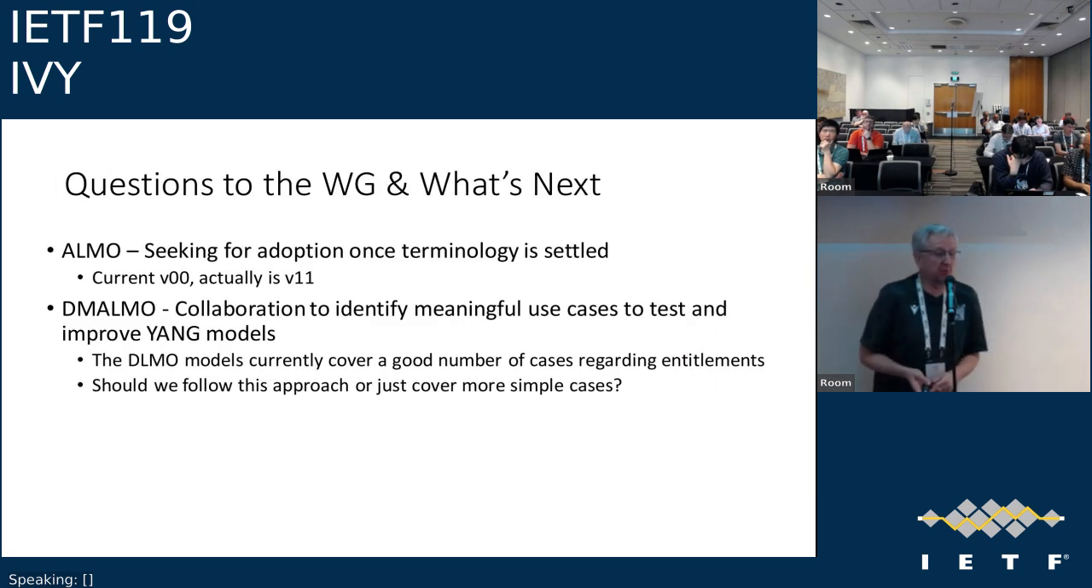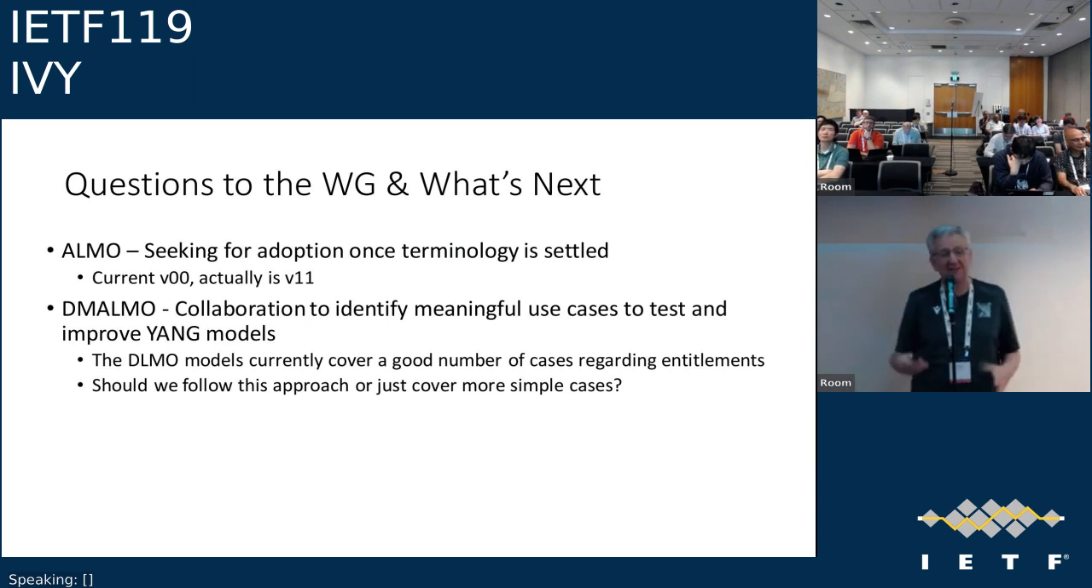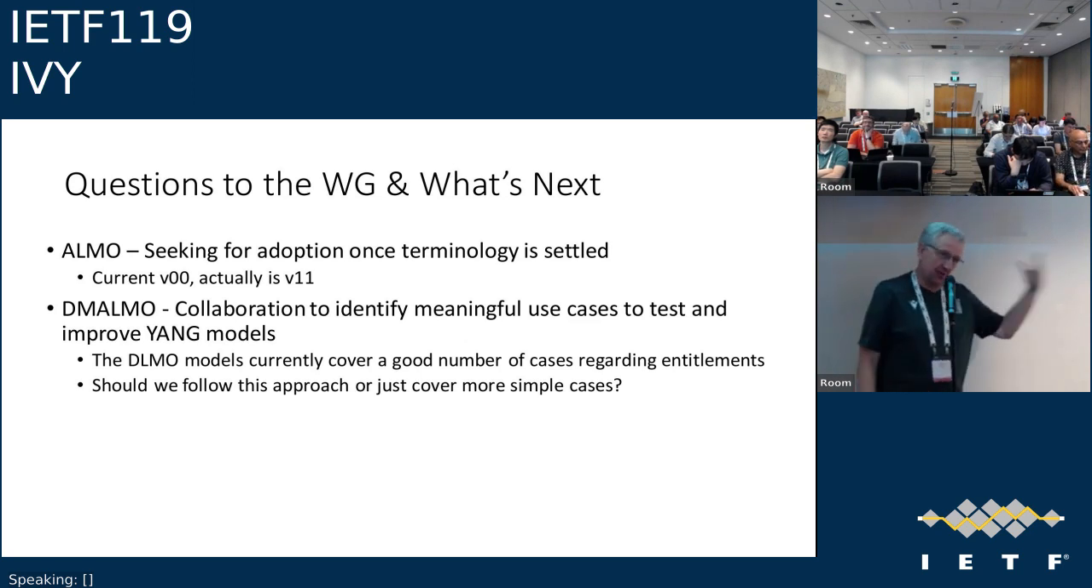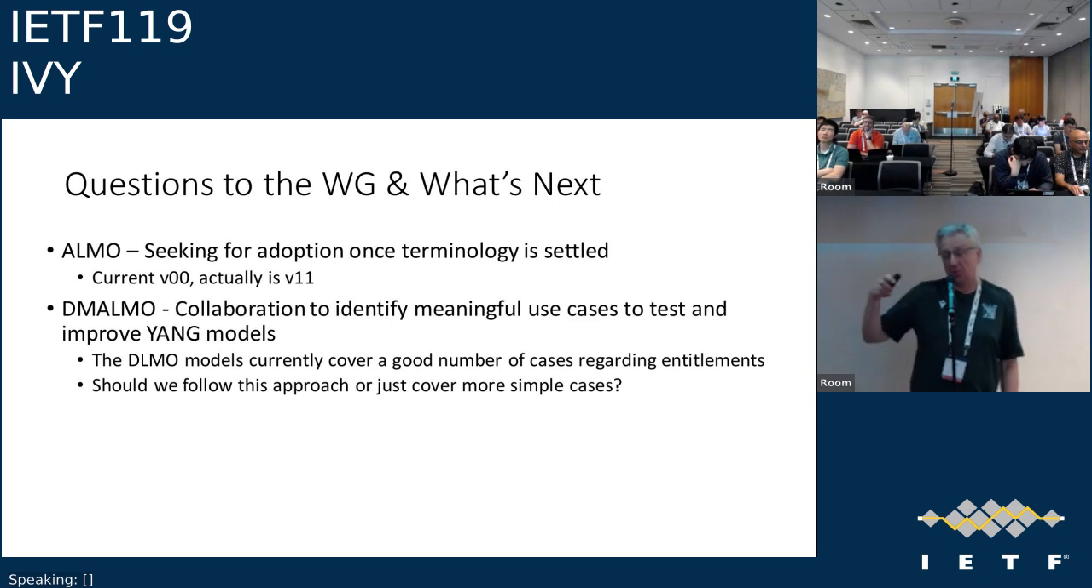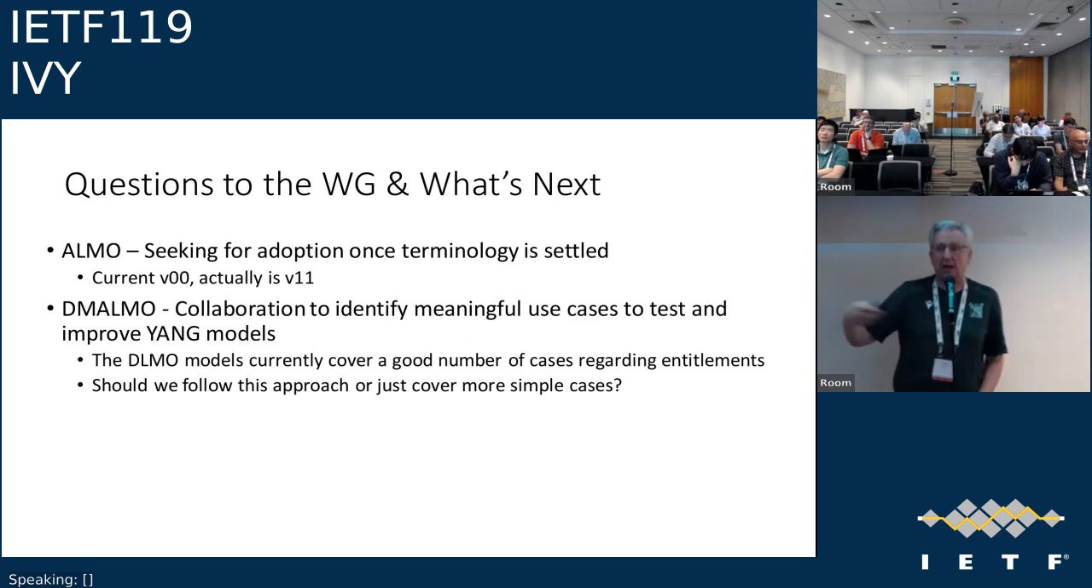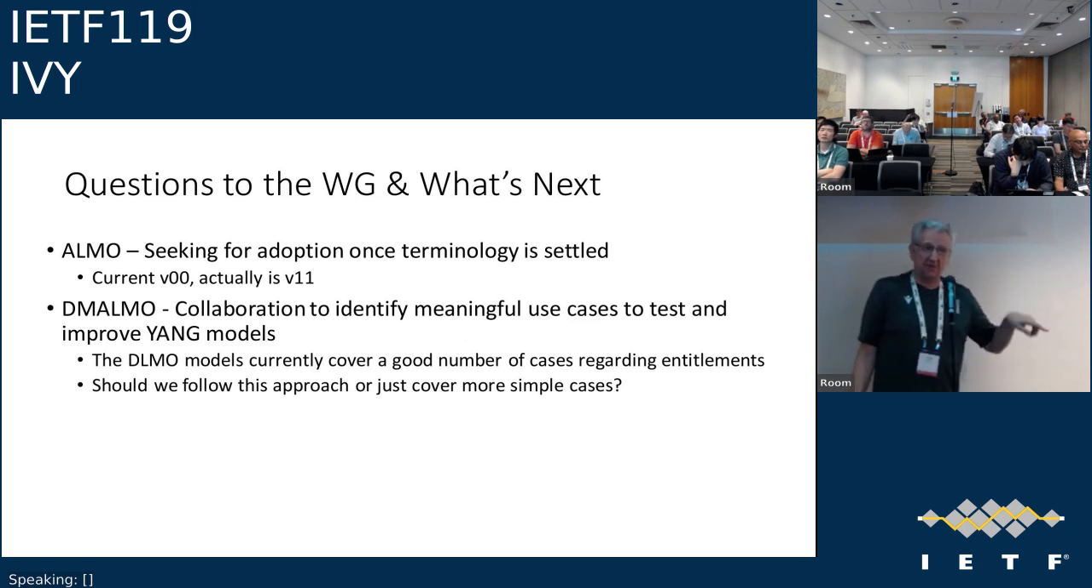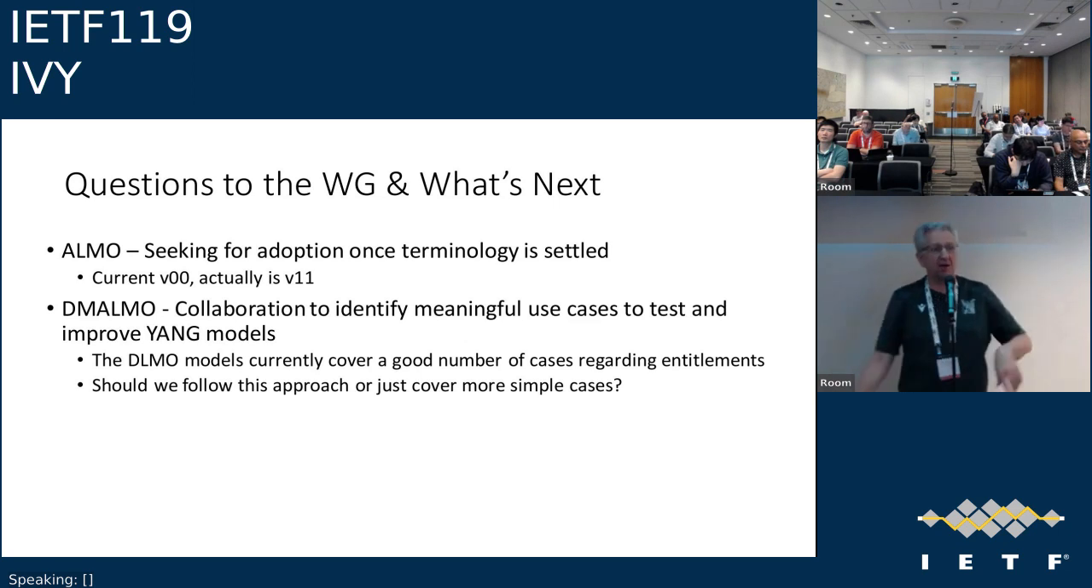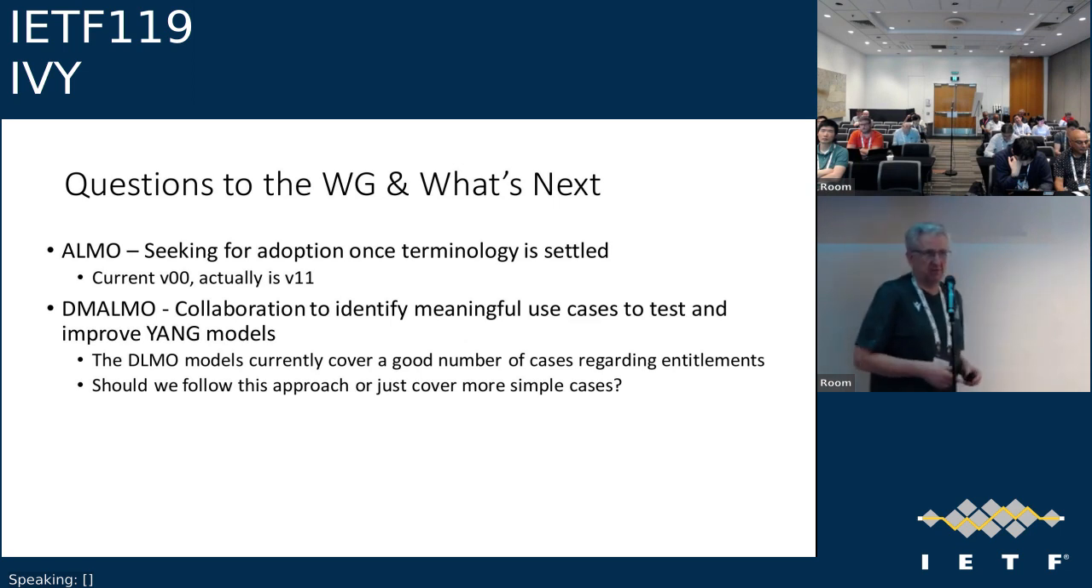What comes next is that the ALMO is the document that is focused on the problem statement, the information model, etc. We intend to seek adoption once the terminology is settled and we can be sure that what we are naming inside the document is well aligned to the general understanding of the whole group. The current version in Ivy is 0.0, but actually coming from OPSAWG it is 11. So it's a reasonably mature document. It's pending this alignment, basically.